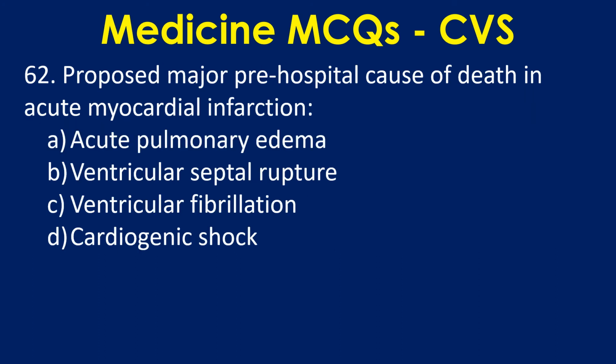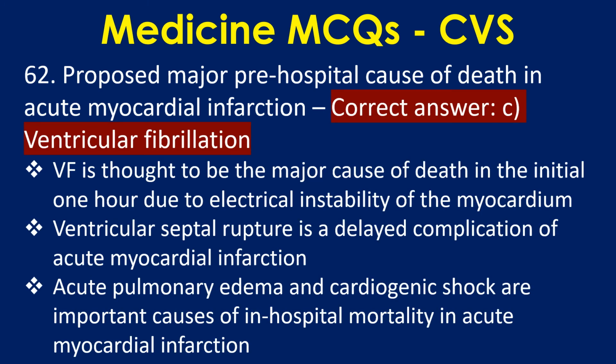Proposed major pre-hospital cause of death in acute myocardial infarction. A. Acute pulmonary edema, B. Ventricular septal rupture, C. Ventricular fibrillation, D. Cardiogenic shock. Correct answer C. Ventricular fibrillation. VF is thought to be the major cause of death in the initial 1 hour due to electrical instability of the myocardium. Ventricular septal rupture is a delayed complication of acute myocardial infarction. Acute pulmonary edema and cardiogenic shock are important causes of in-hospital mortality in acute myocardial infarction.